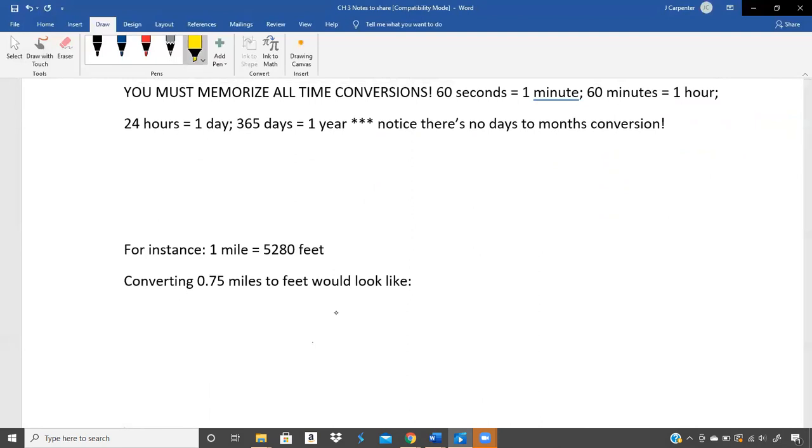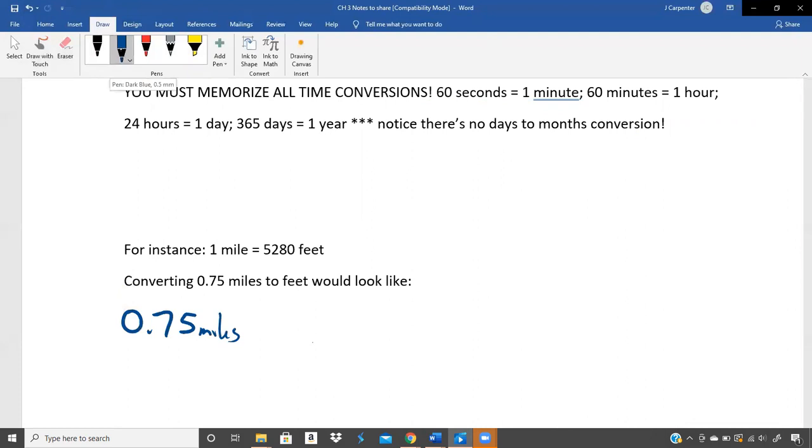Let's say you went 0.75 miles. Maybe the distance from your house to the grocery store is 0.75 miles because you're right around the corner practically. And you go, well, how many feet would that be? So to convert 0.75 miles to feet, sure, you could do it as a proportion. I'm going to show you this way first. You start with your highlighter. You start with your 0.75 miles.